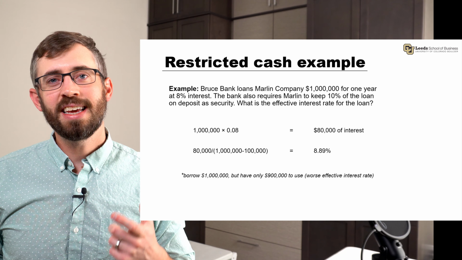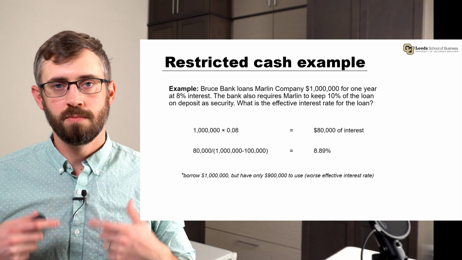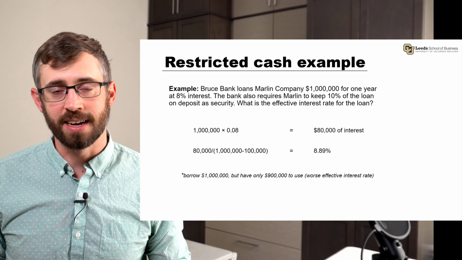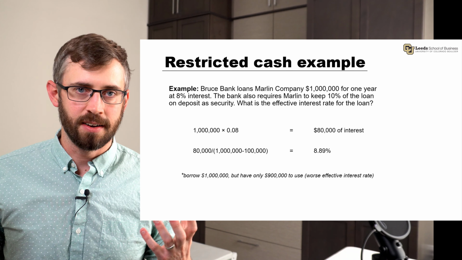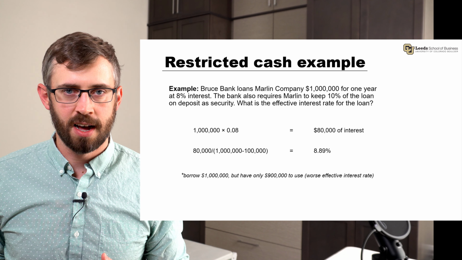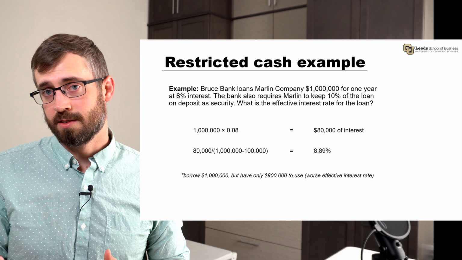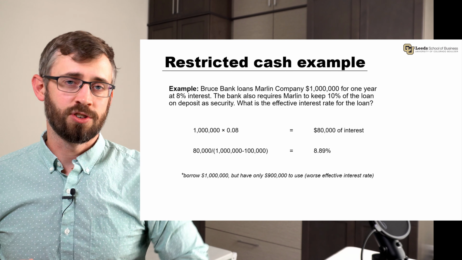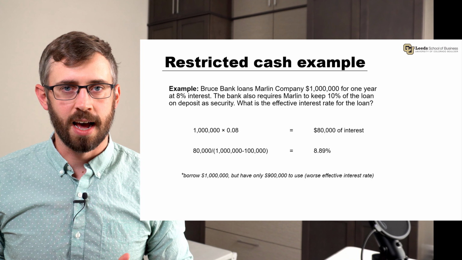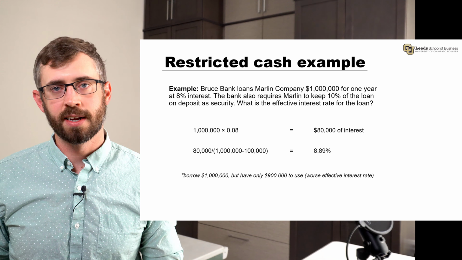But I only get to really use $900,000 of this $1 million loan that I'm given, because I have to leave $100,000 in the bank. So effectively, I only get the benefit of borrowing $900,000. And so if I'm paying $80,000 on what is effectively for me a $900,000 loan, then my effective interest rate jumps up to almost 8.9%. So what this does is raise the effective interest rate for the borrowing company.